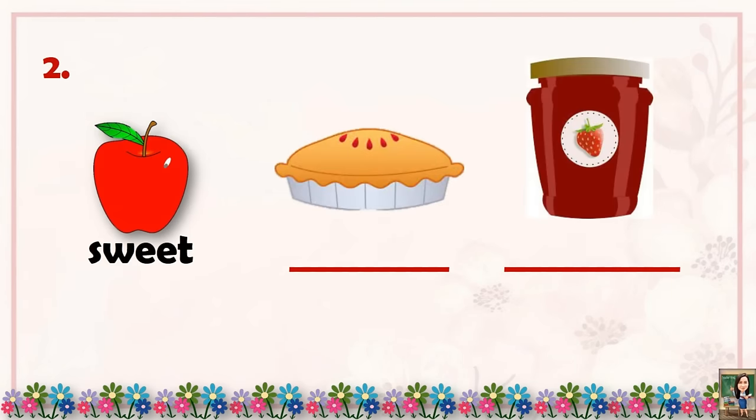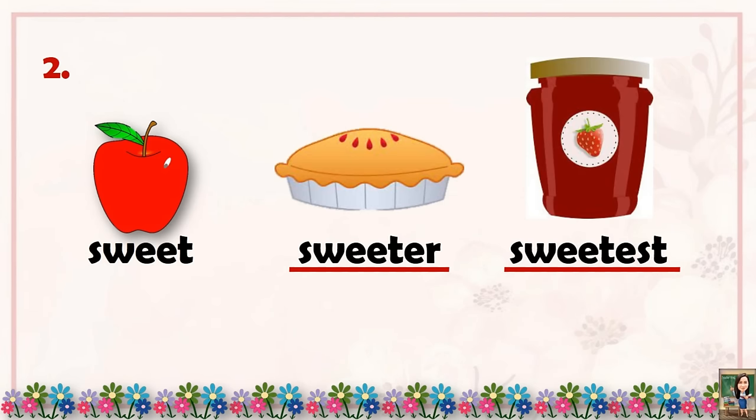Number 2. So the positive degree is sweet, which is the apple. What is the comparative and superlative degree of sweet? Correct! The apple is sweet. The pie is sweeter than the apple. The strawberry jam is the sweetest among the three.